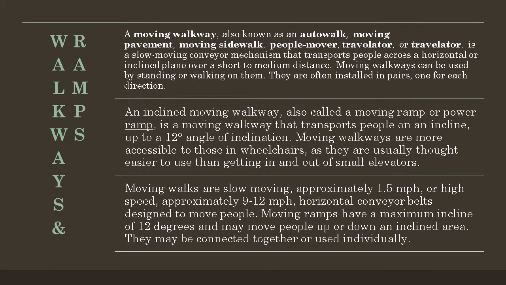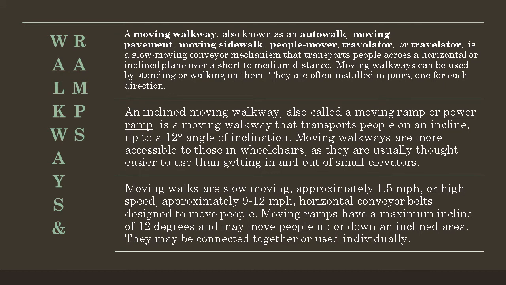An inclined moving walkway, also called a moving ramp or power ramp, is a moving walkway that transports people on an incline, up to a 12 degrees angle of inclination. Moving walkways are more accessible to those in wheelchairs, as they are usually thought easier to use than getting in and out of small elevators.